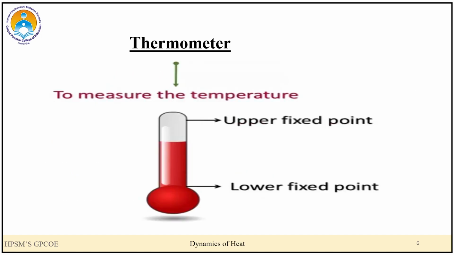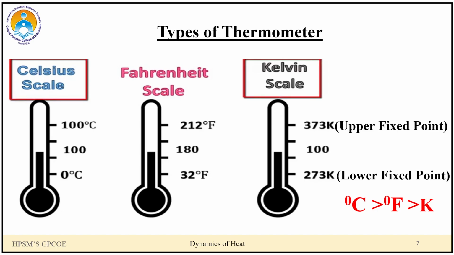So how do we define a thermometer? A thermometer is used to measure temperature, and if you see the figure, the thermometer consists of two points denoted as a lower fixed point and an upper fixed point. There are three types of thermometer: one is a Celsius scale thermometer, second is a Fahrenheit scale thermometer, and third is a Kelvin scale thermometer. So these are the three different types of thermometer.